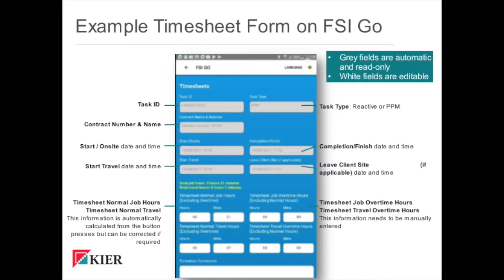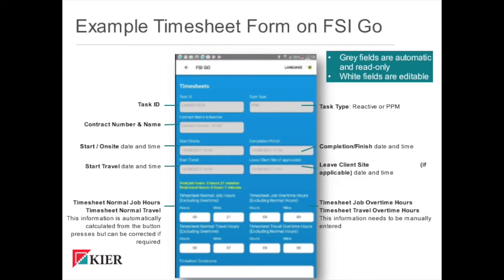So let's take a closer look at the timesheet form. At the top of the screen, it shows you the times and dates that have been captured by the tablet button presses. Under the grey boxes, you can see the total time worked and the total travel time. You're not able to adjust those dates and times here.